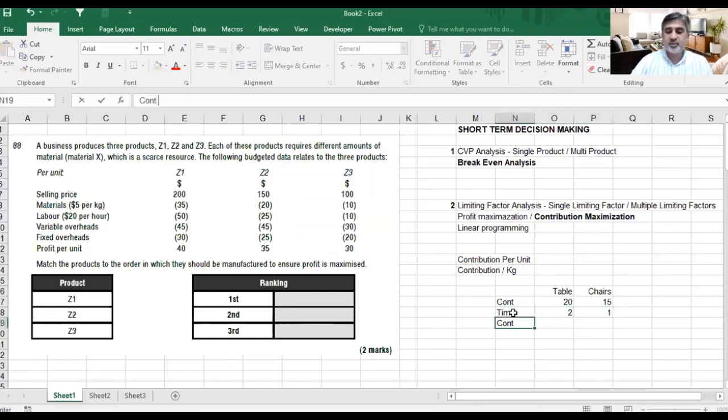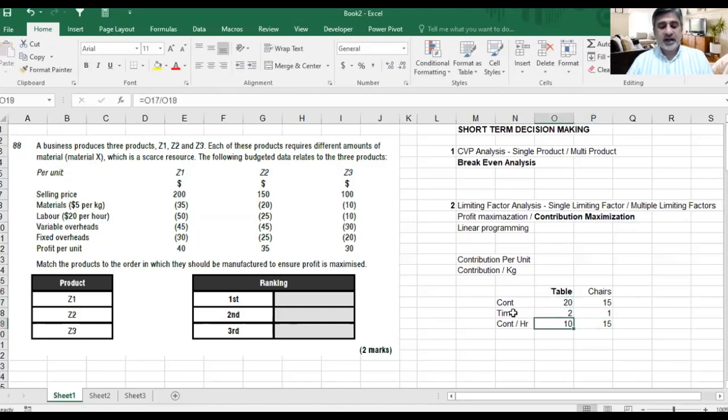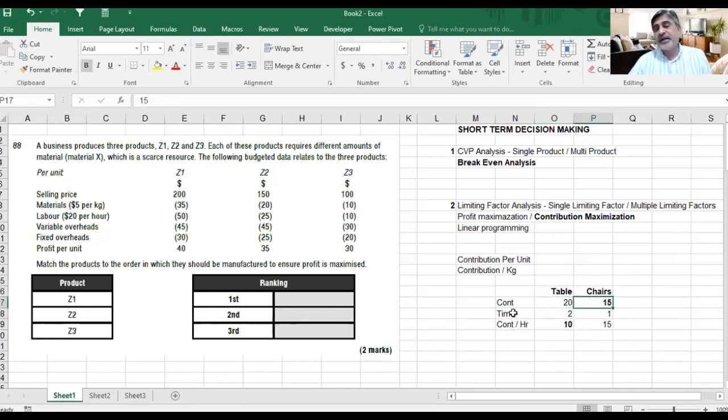So it means contribution per hour, because my limiting resource is hours. I work 8 hours per day. If I make tables, every 1 hour I earn $10, because I earn $20 but it requires 2 hours of effort. In the case of chairs, although I am getting less, $15, I get it in every 1 hour. So making chairs is more beneficial. In an 8-hour day, how many tables can I make? I can only make 4 tables, but I can make 8 chairs.